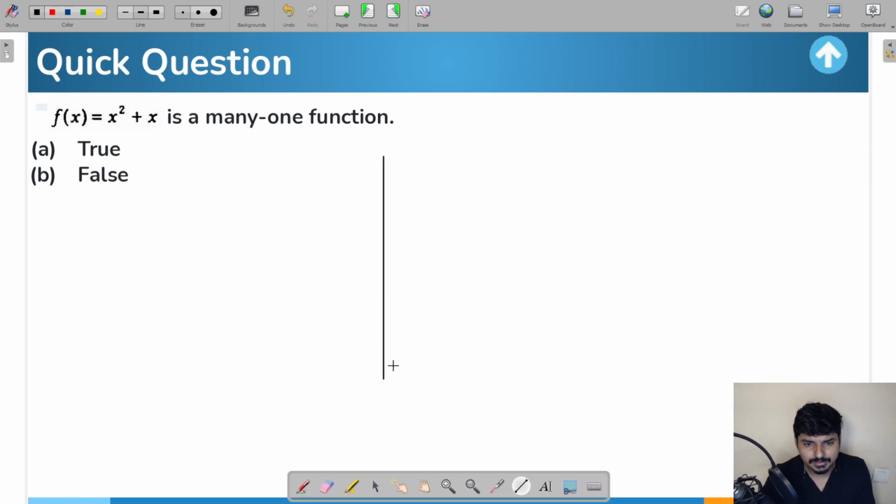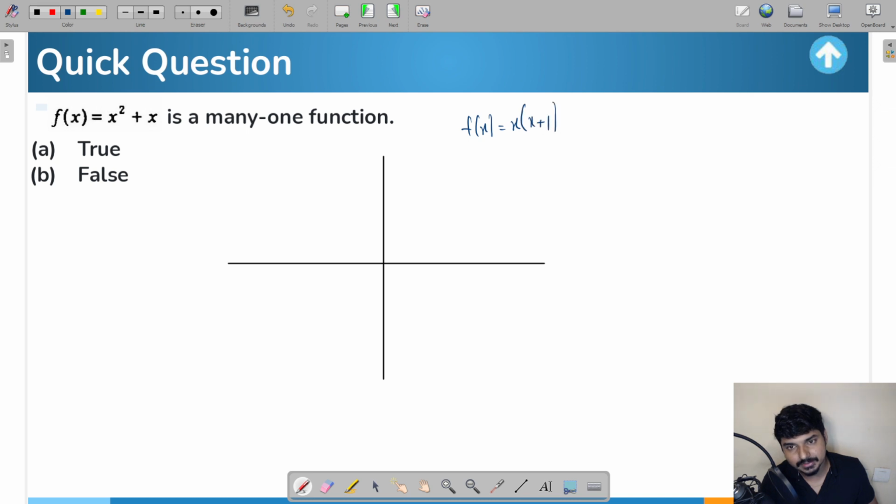So through the graphical method, y is equal to x square plus x. It's going to be a parabola, right? You can take the function f of x as x into x plus 1, so it crosses the axis at 0 and minus 1. The graph you get is a parabola, something like this. So this is the graph of the function f of x equal to x square plus x. Now you can draw a horizontal line anywhere.